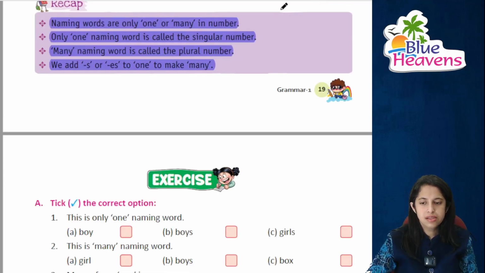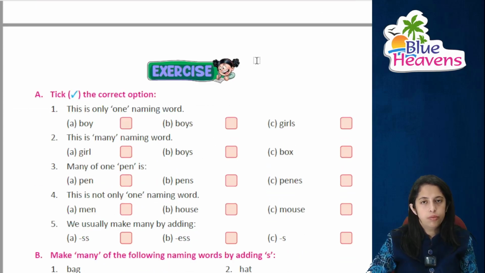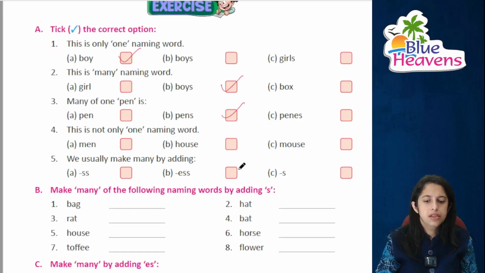Moving on to the exercise, right? Pick the correct options first. Here it says that there is only one naming word. This is only one naming word. वो कौन सा है? This is boy, right? This is many naming word, जैसे कि boys, क्योंकि उसमें s लगा हुआ है. Many of one pen is pens, right? This is not only one naming word. एक naming word नहीं है, that is men, क्योंकि वो बहुत सारे men के बारे में है.